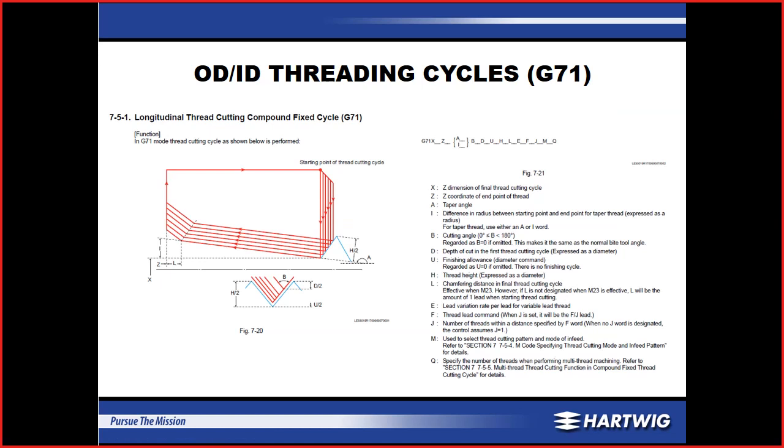F is your feed rate, which is going to be the pitch, or F is your number of threads per inch, or F is going to be the number of leads when J is the number of threads per inch. So for a 13 thread per inch thread, you could have F of 1 lead, J of 13, or you could have F of 1 divided by 13, J of 1. Some M codes for thread cutting pattern, and a Q for the number of leads.